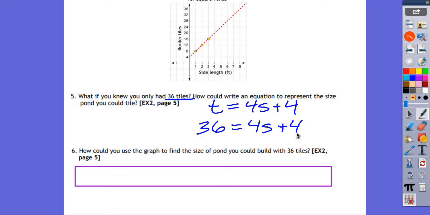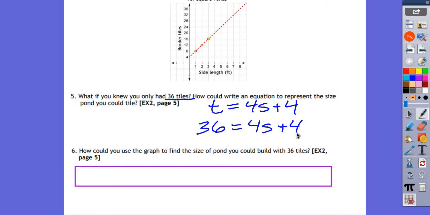And the last question, how could you use the graph to find the size of pond you could build with 36 tiles? So I'm using my graph. How do I look at my graph and tell that? 36 divided by 4. It says use my graph. Oh, use your graph.